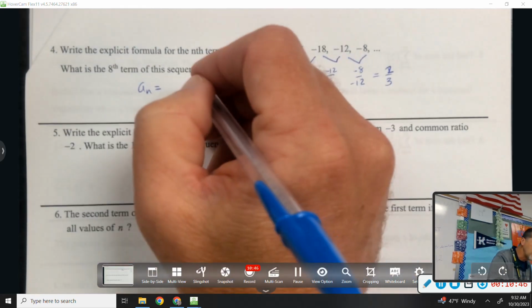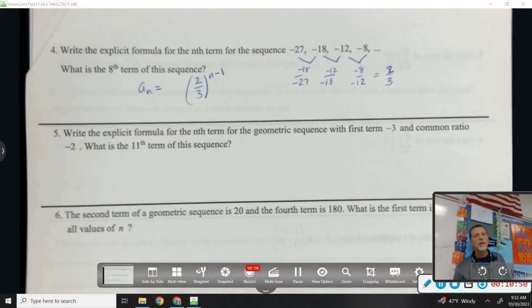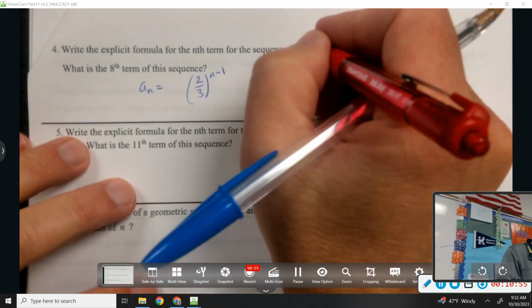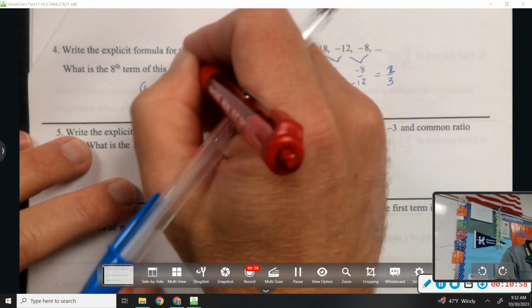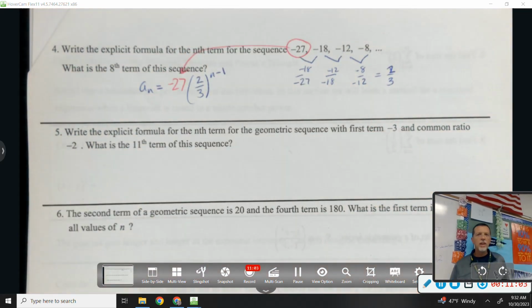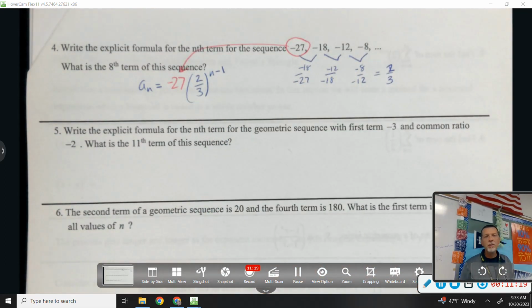Which means my sequence should probably have a 2/3 to the n minus 1 in it. And again, the nice thing about using n minus 1 is that then that number out front is just the first term. So in some ways it's easier than the arithmetic one, because in the arithmetic one you have to figure out what number goes there. In geometric, if you use the n minus 1, then you can just grab your first term and go from there.